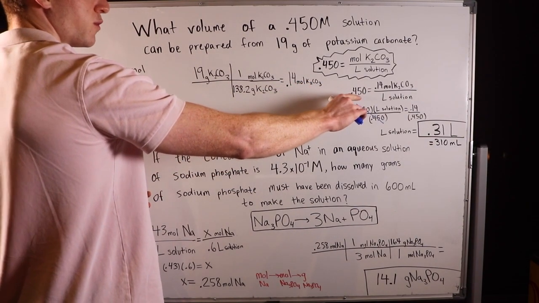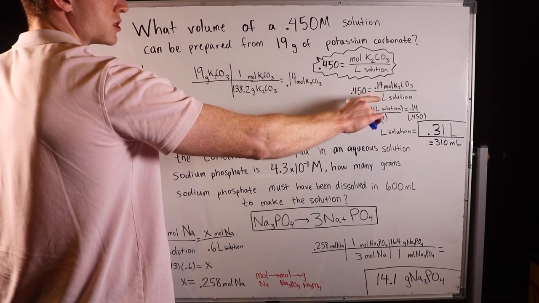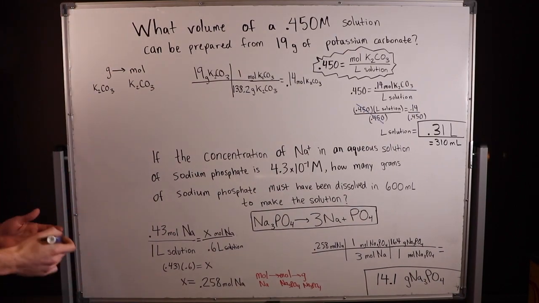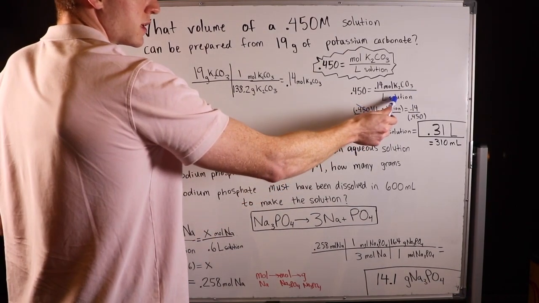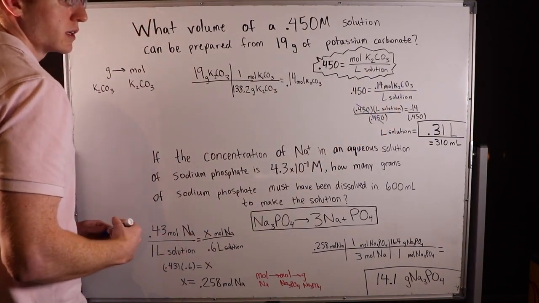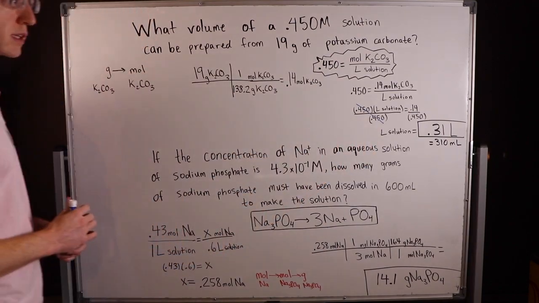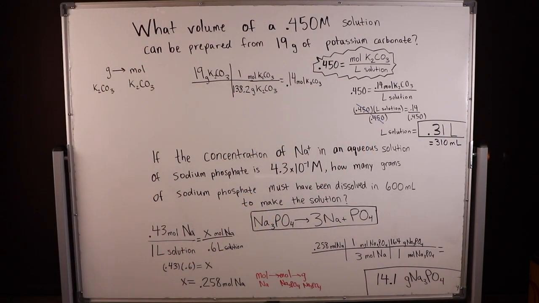So that means 0.45 molarity equals 0.14 moles over some volume in liters of solution. So we simply solve for liters of solution. Using algebra, we multiply both sides by liters of solution and then cross out the 0.45, and you get liters of solution equals 0.31 liters or 310 milliliters.